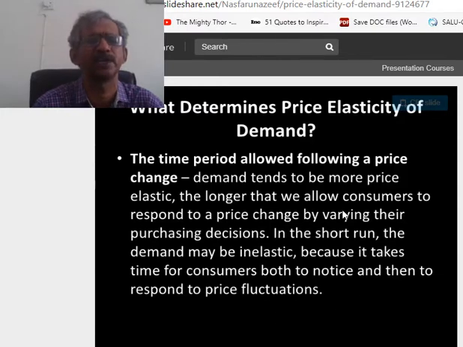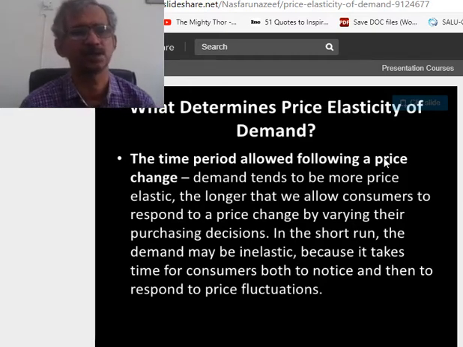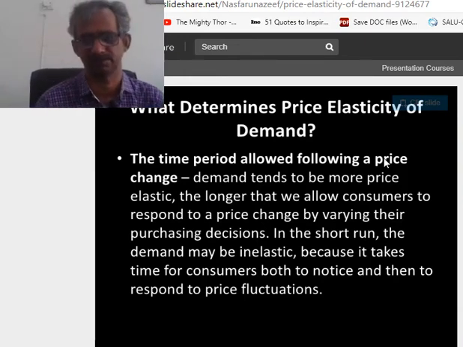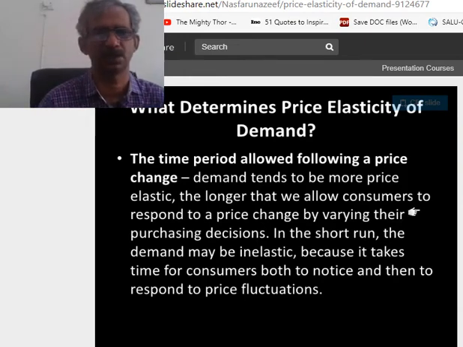If someone is driving a car, between the destination and home, and at that time hears that the price of petrol has suddenly increased, the person will not sell the car. The person will consume the same amount, but next time will avoid using personal transportation and prefer to use public transportation. So the time available is also very important.